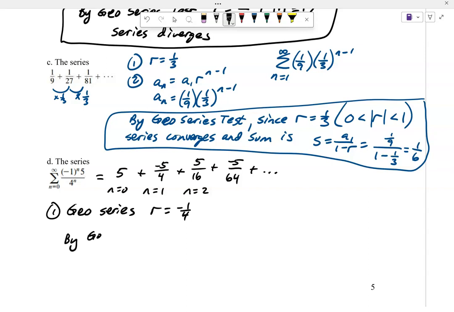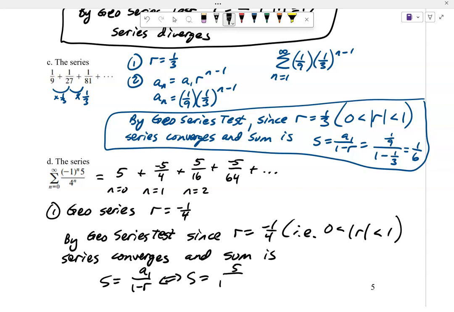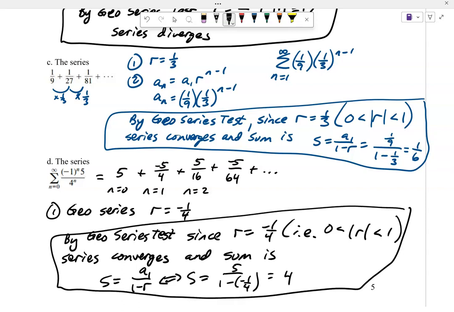So we can use the geometric series test since r is negative 1/4, i.e. the absolute value is less than 1. Of course, it's going to be greater than 0 because it's absolute value. The series converges again. And the sum is the first term, 5, over 1 minus the negative 1/4, so I got 5 over 5/4, which is 4. So this infinite series sums up to 4.